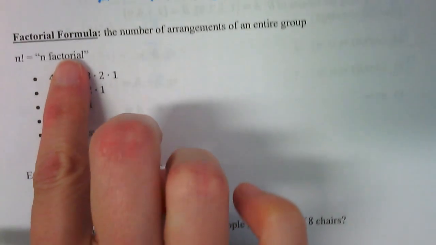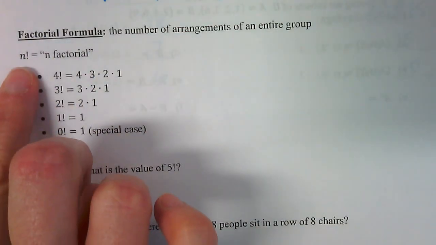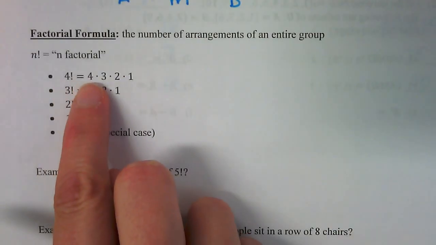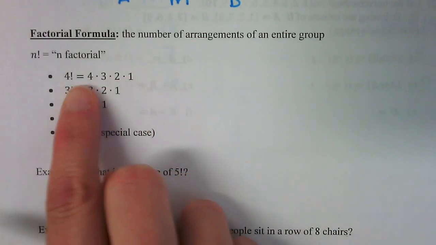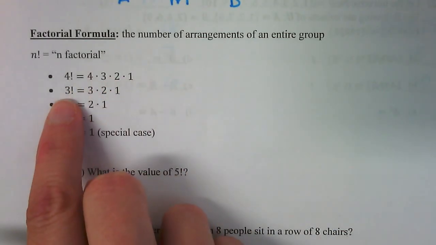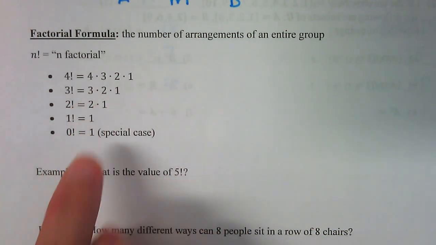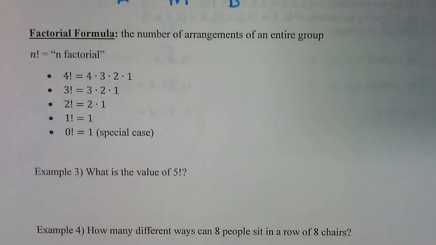Okay. Factorial formula, the number of arrangements of an entire group. So when something says n factorial, it means you take that number and you multiply it by every number smaller than that until you get to 1. Okay, we're only using our counting numbers. So 4 times 3 times 2 times 1. If it's 3 factorial, you start at 3 and you work your way down. 2 factorial, same thing. So your calculator will actually do this for you too, depending on what calculator you have.